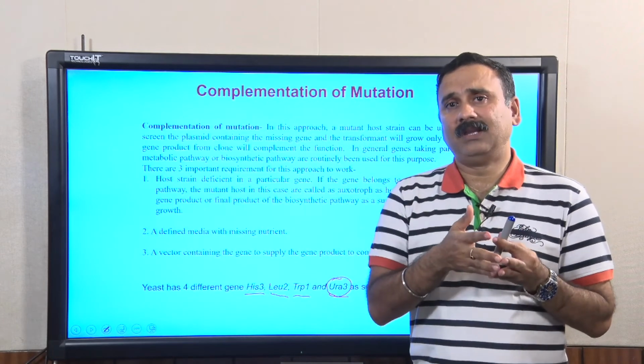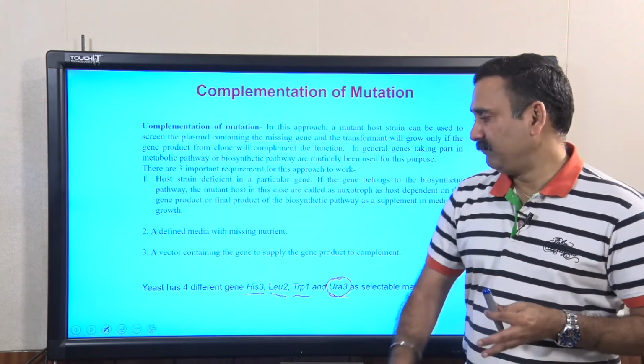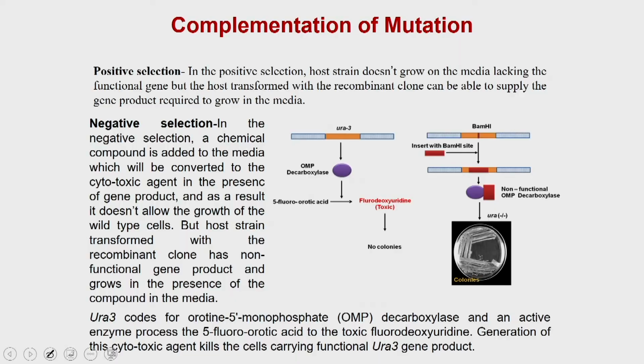And this approach can be done in 2 different ways. One is called the positive selection, the other one is called the negative selection. What is meant by the positive selection? In the positive selection the host strain does not grow on the media lacking the functional gene, which means the host has some kind of particular mutation.